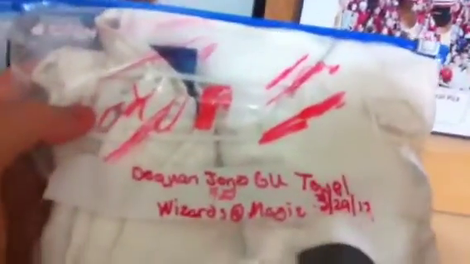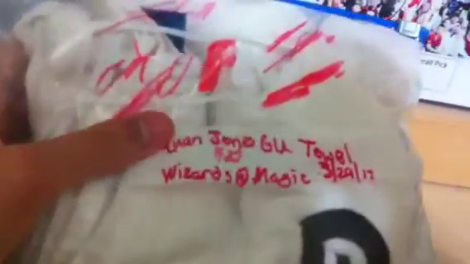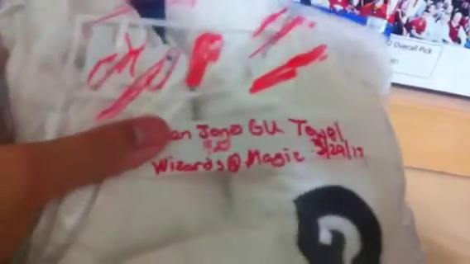Now moving on to the main trade. First off, we got this Daquan Jones game-used towel, one of my favorites on the Magic. It really sucks that they didn't re-sign him. He went back to Atlanta. He's a great dunker, really athletic guy, and I really wish we kept him. So, game-used towel. I'm still gonna collect this stuff because he's one of my favorite Magic players.